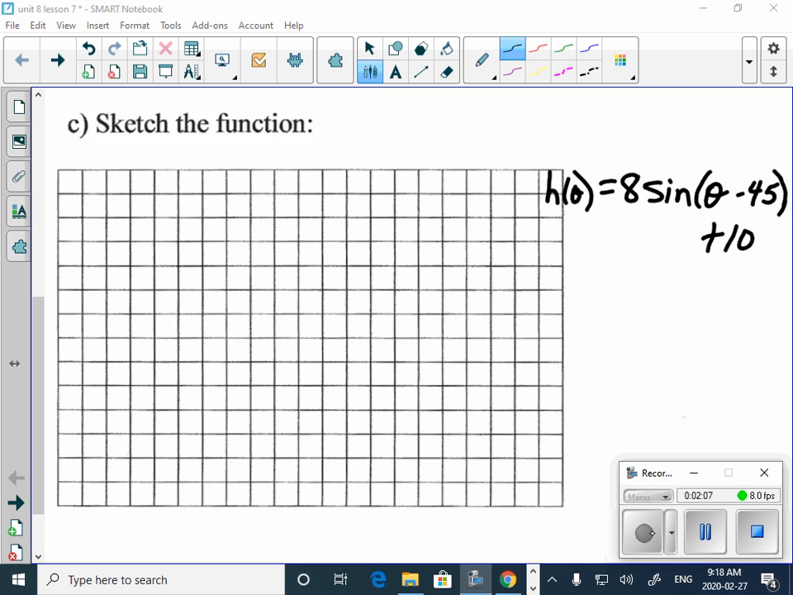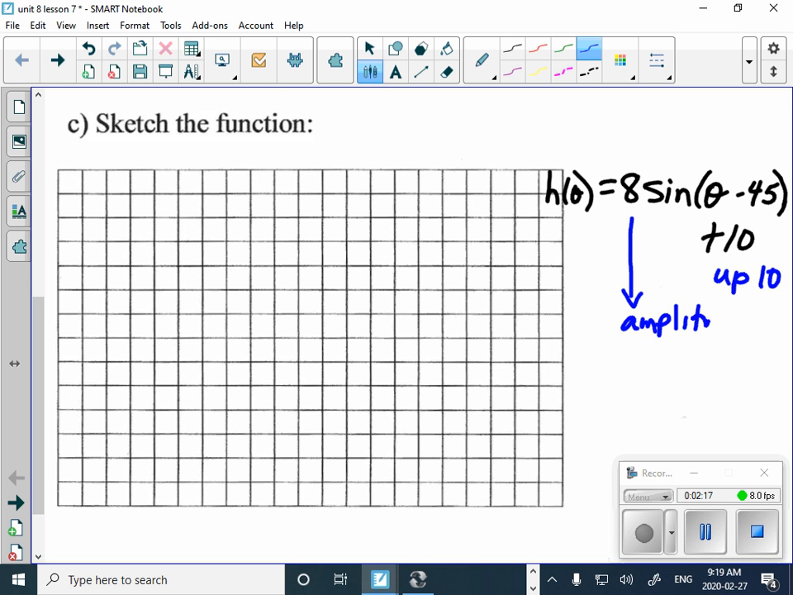So what do I know? First of all, I know that it's been moved up 10. I know that this 8 is the amplitude, or the vertical stretch factor 8. I know that it's not upside down, so it's going to start in the middle and go up. And I see lastly that we have a horizontal translation 45 to the right.